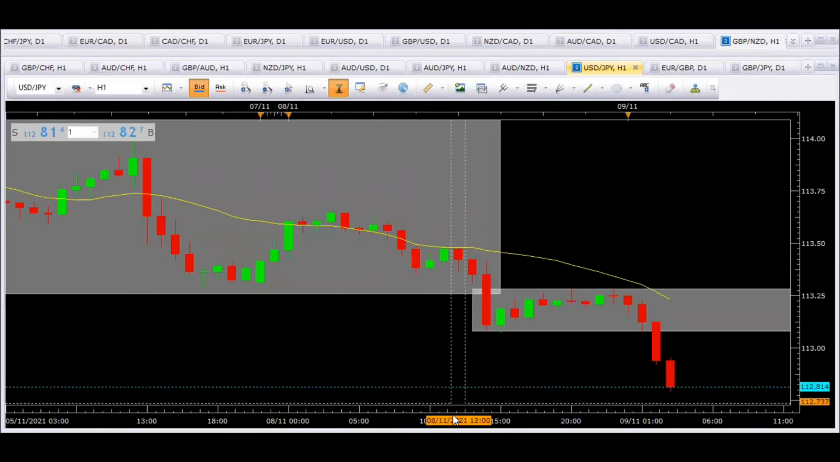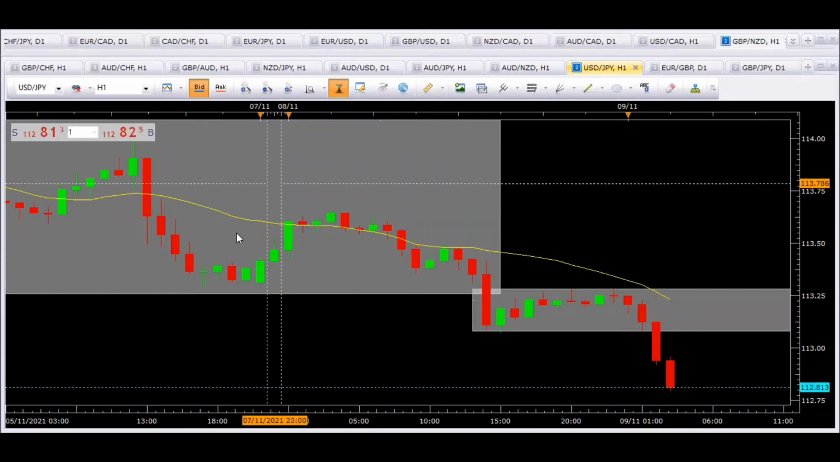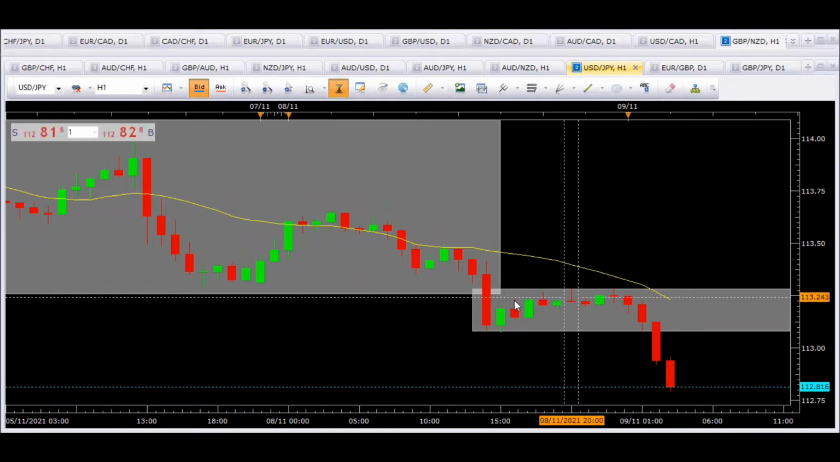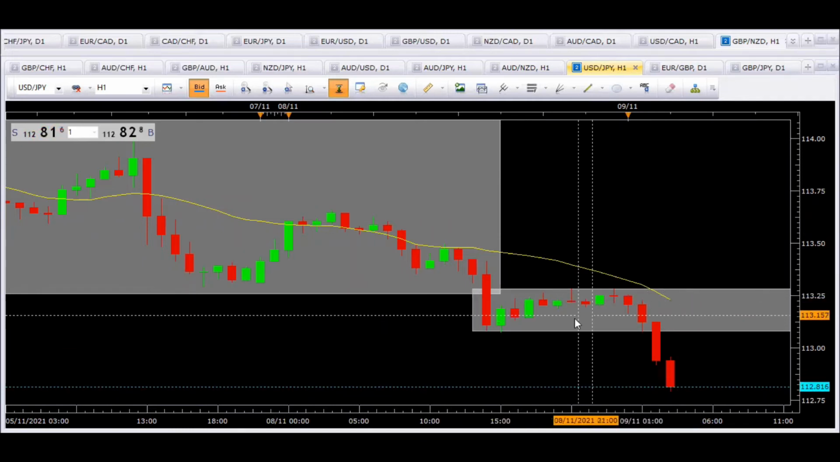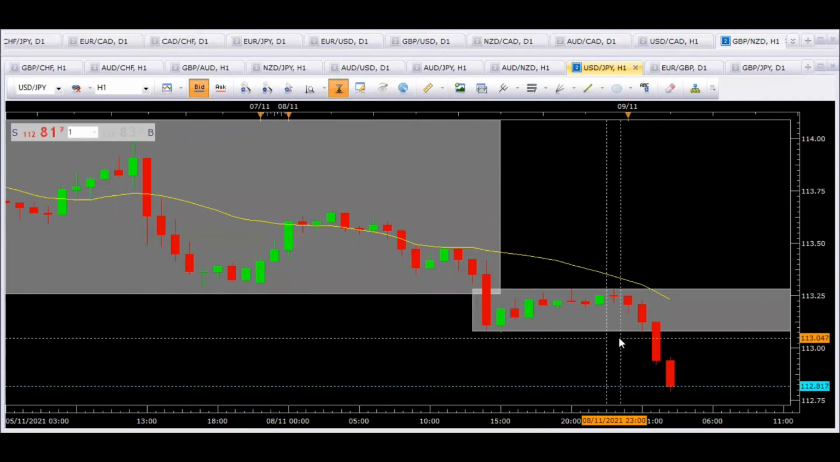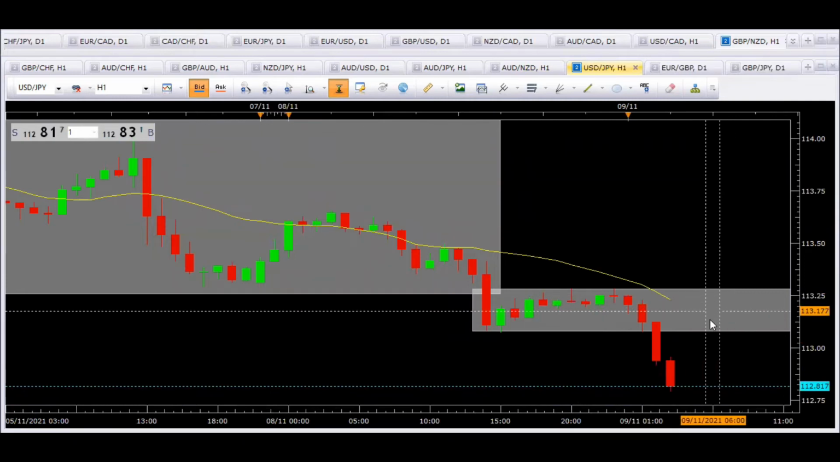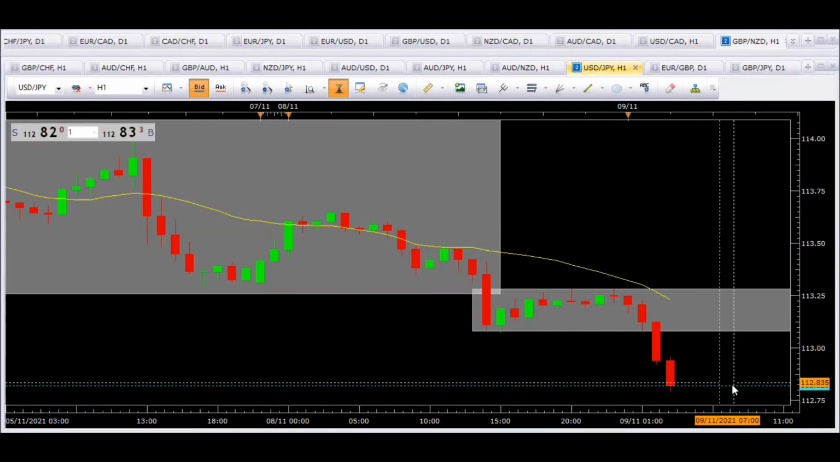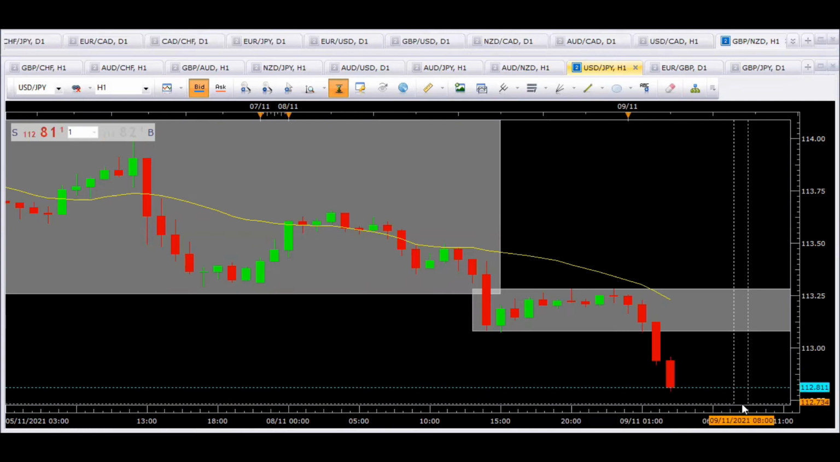So the H1, guys, ignore the big grey box to the left. That was the one from the day chart. We're interested in this smaller grey zone. So again, I want price to retrace to this grey area, and then I want a bearish candlestick pattern, and we can take this trade back down to the previous low or our blue line on the day chart. Okay, so US dollar yen short.